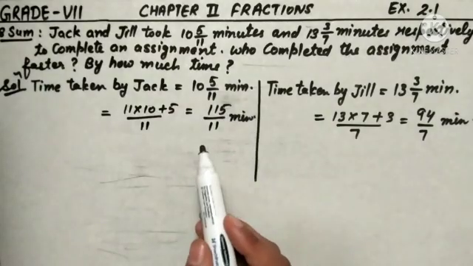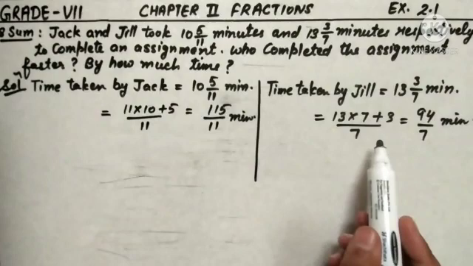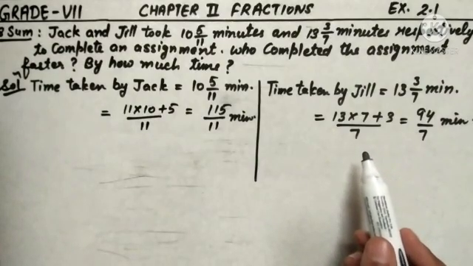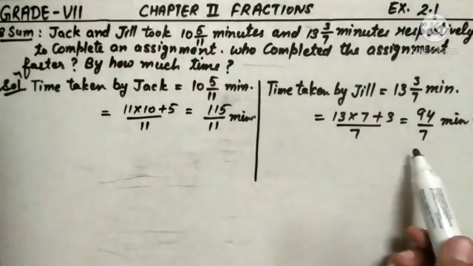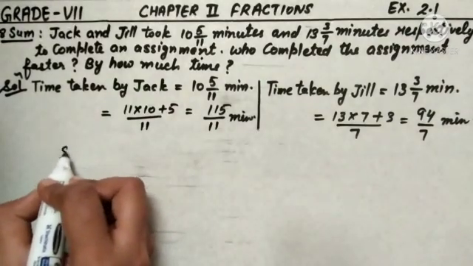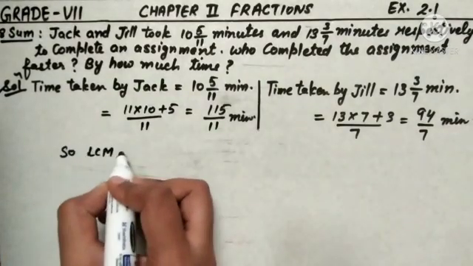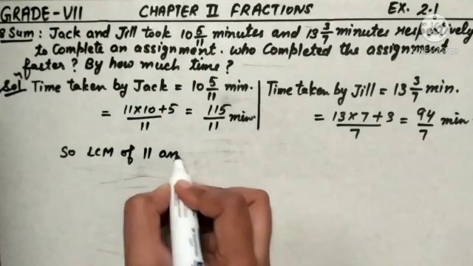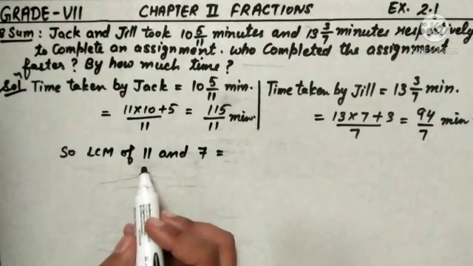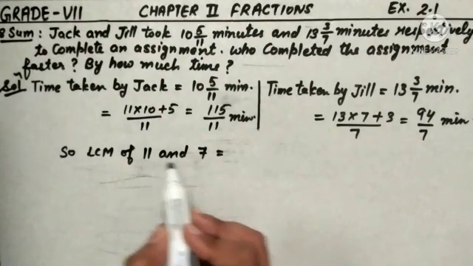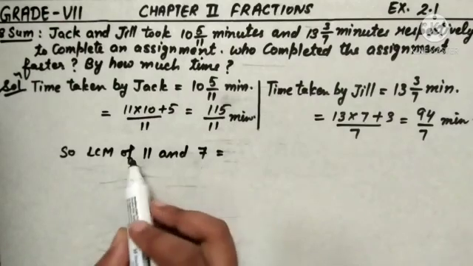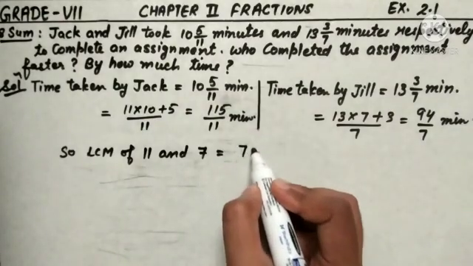Now to compare which value is lesser, we have to make them like fractions. To make them like fractions, we have to find the LCM of 11 as well as 7. As I have already told you in previous videos, whenever we have two numbers that do not arrive in the same tables, we can directly multiply them to get the LCM. So 11 sevens are 77.